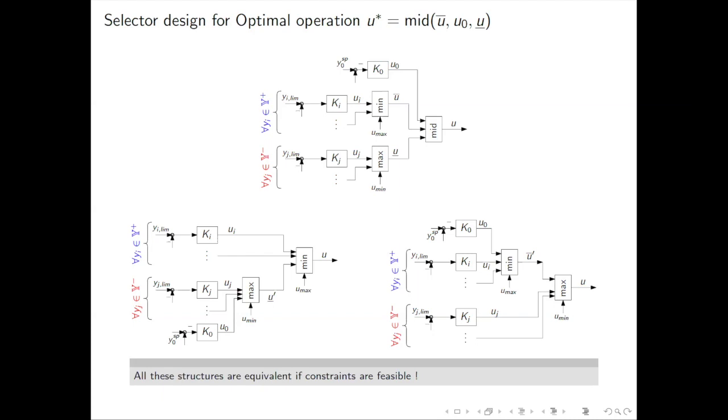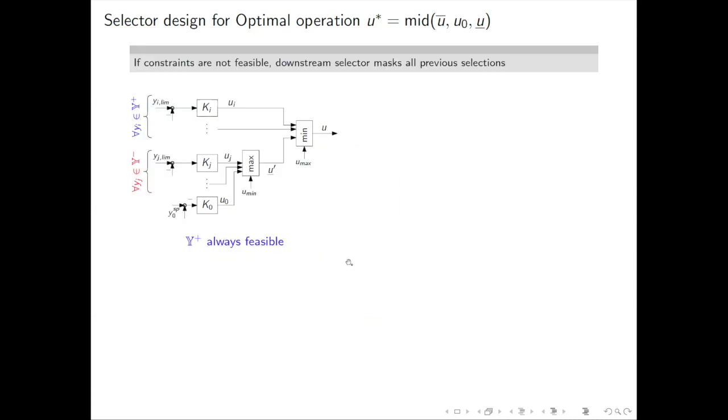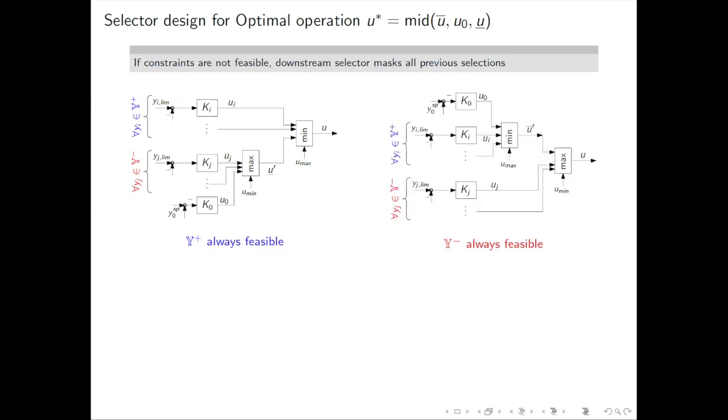When we use selector blocks in series, the last selector block will always be satisfied. That is, in the max-min structure, the constraints y minus are masked and y plus will always be satisfied. Similarly, in the min-max structure, the constraints y plus are masked and y minus will always be satisfied. However, when using a mid-selector structure, we cannot say conclusively which of these constraints will always be feasible.